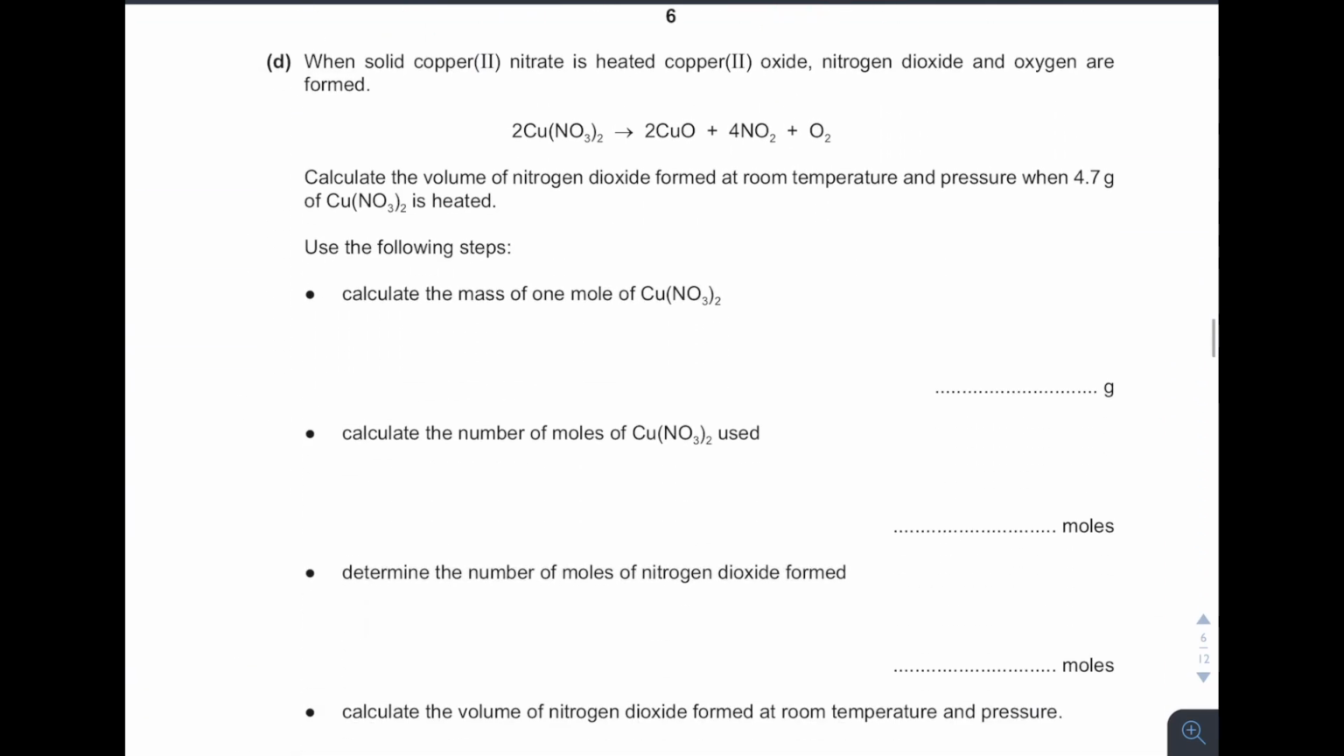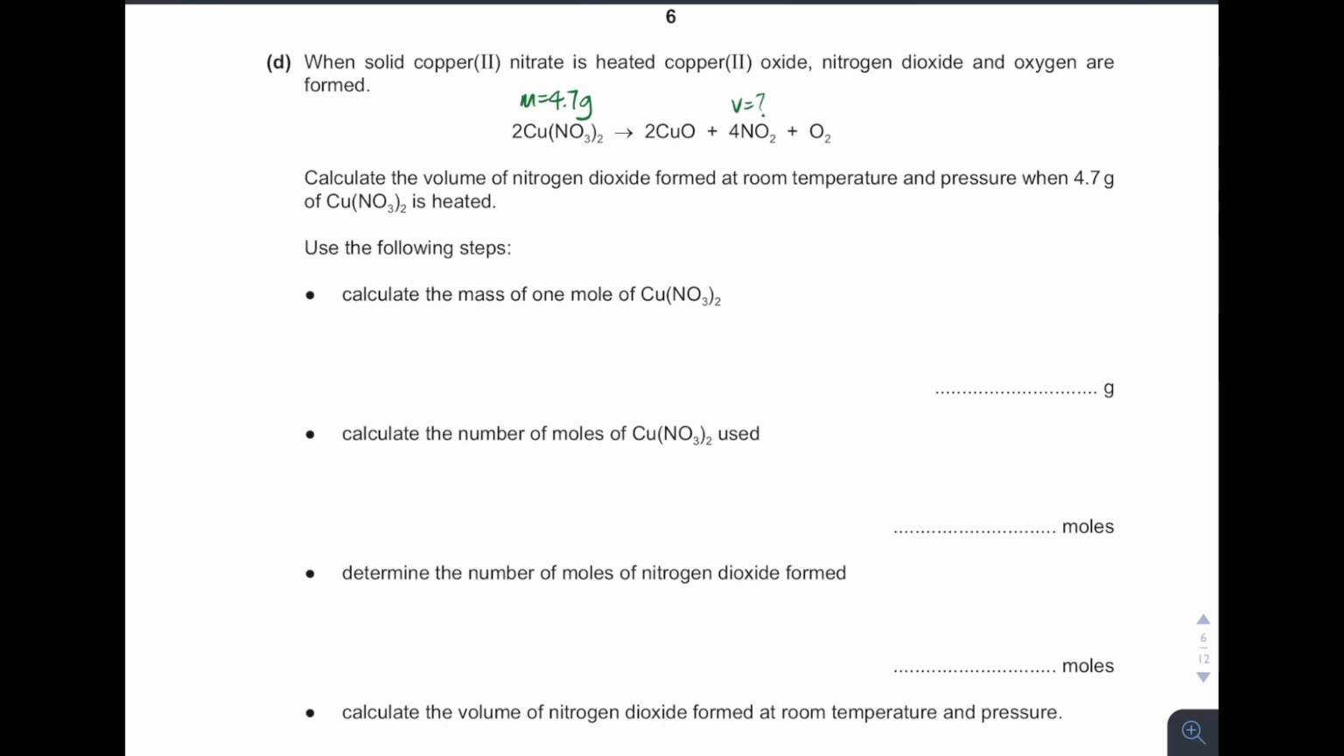Okay, then next one, the moles calculation. First, always list out the information that's given to you in the question itself, because by doing so, it will give you a clearer picture of what formula to use. So this is given here: 4.7 grams of copper 2 nitrate is heated, and you're asked to look for the volume of nitrogen dioxide.